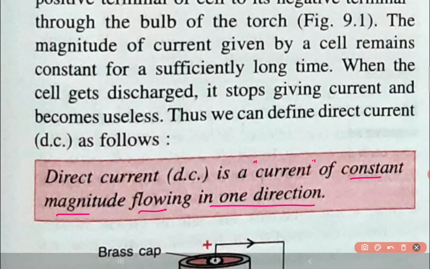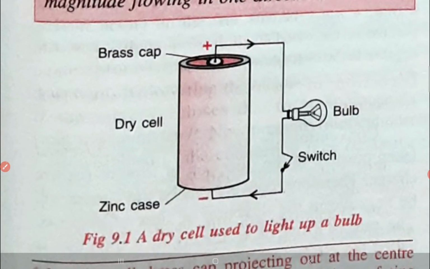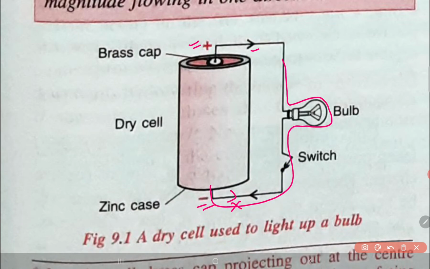Here we can understand with the help of a diagram, which is of a cell, and here we can see the current flows from the positive terminal to the negative terminal. This arrow shows the direction of the flow of current, and the direction cannot be reversed, not possible, right. It is unidirectional, in one direction. And as you can see, the current goes through the bulb and then returns back to the negative terminal.